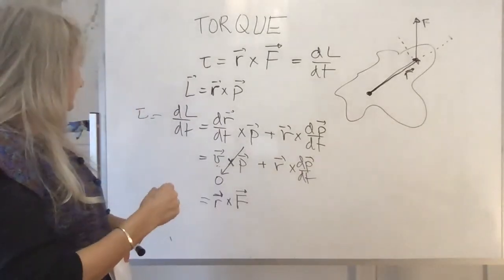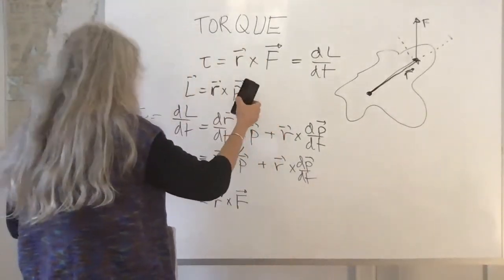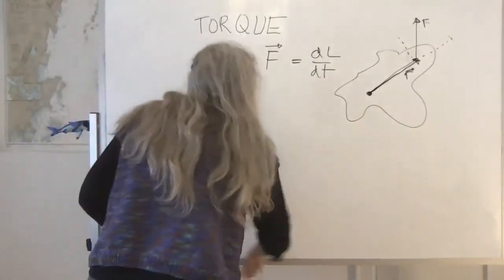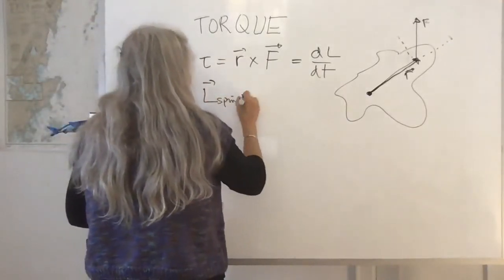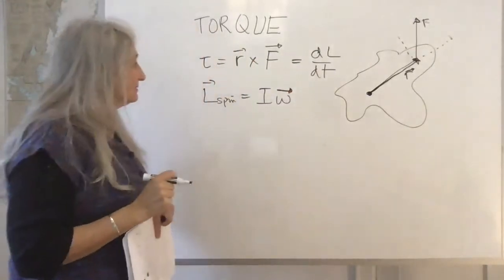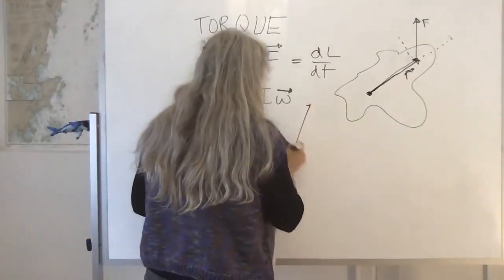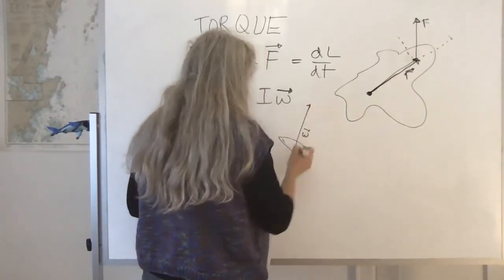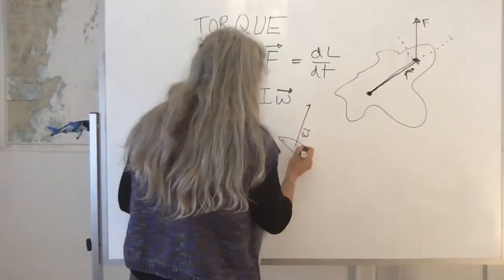Okay, so now let's go back to our definition for spin angular momentum. We had spin angular momentum is I omega, where omega is now a vector that's oriented along the rotation axis. So if I have a wheel or something and it's spinning this way, omega is in that direction. By the way, this is using the right-hand rule, so it's spinning like that.